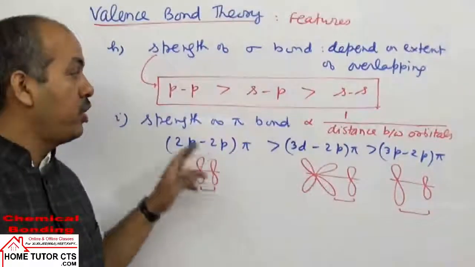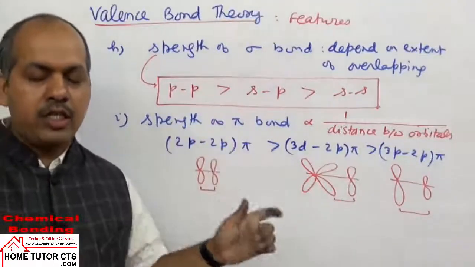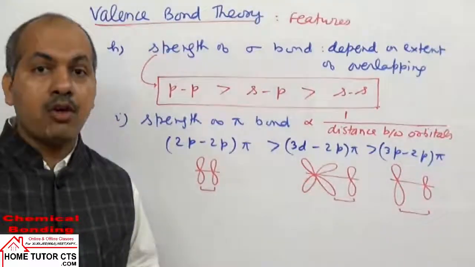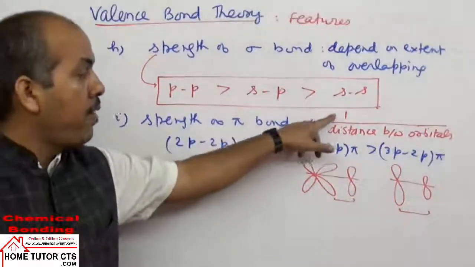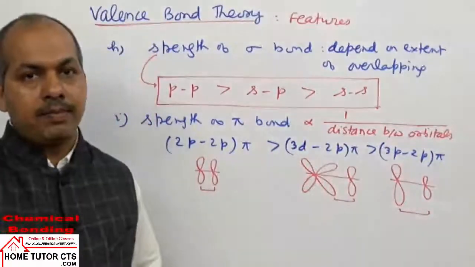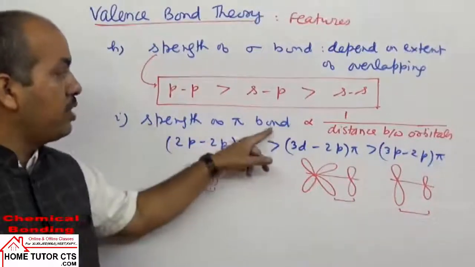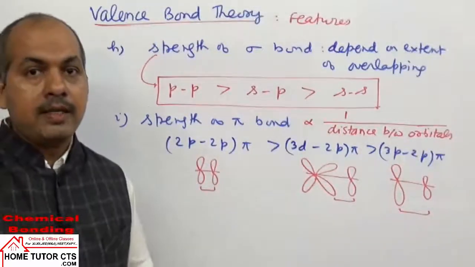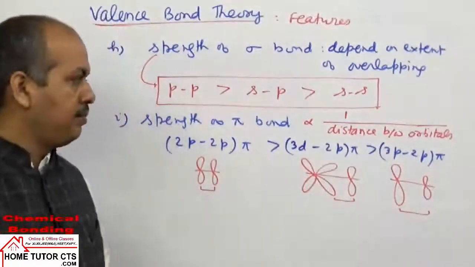The next point is the strength of pi bonding. It also depends on the distance between the overlapping orbitals. The strength of pi bonding is inversely proportional to the distance between the overlapping orbitals. Write down both the points.